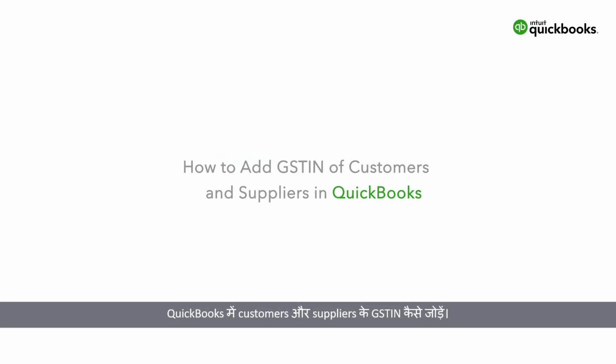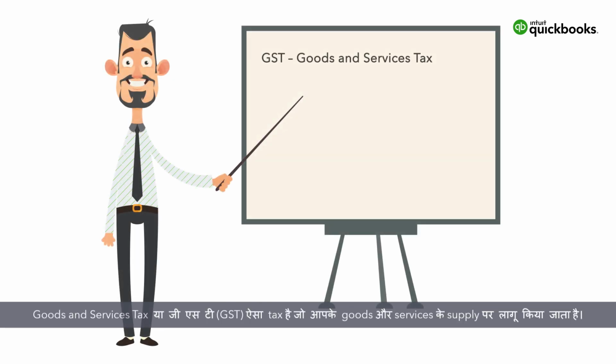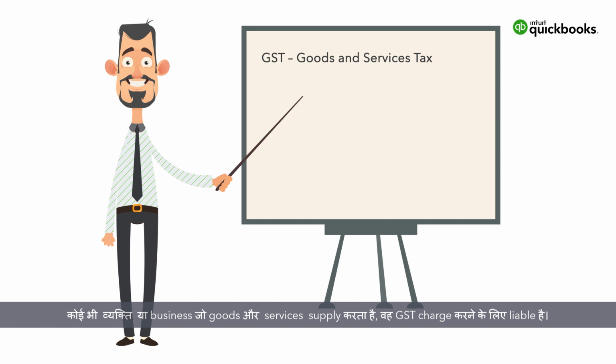How to add the GSTIN of customers and suppliers in QuickBooks. Goods and Services Tax, or GST, is a tax that is levied on supply of goods and services. Any person or entity providing or supplying goods and services is liable to charge GST.